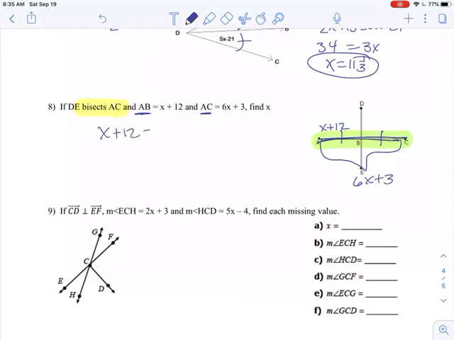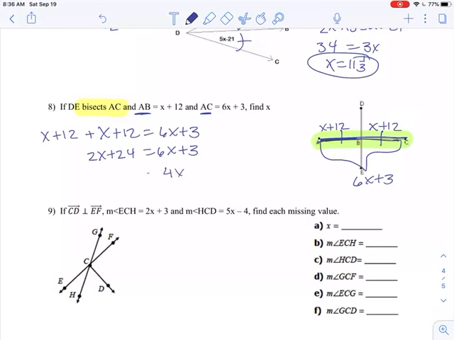So you cannot say x plus 12 equals 6x plus 3. That is not true. X plus 12 is the left half, and 6x plus 3 is the whole thing. But what you can do is that I know that this was a bisector. If the left is x plus 12, BC is also equal, so BC is x plus 12. So you can take x plus 12 plus x plus 12 and set it equal to the whole thing, which is 6x plus 3. So you have to be careful if they're giving you the whole segment or half the segment. I combine those like terms on the left.